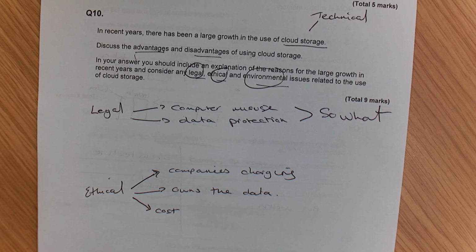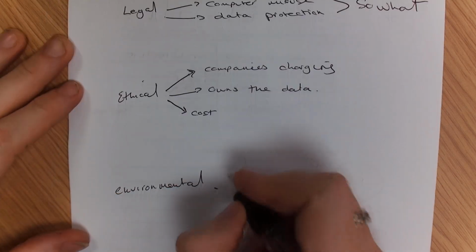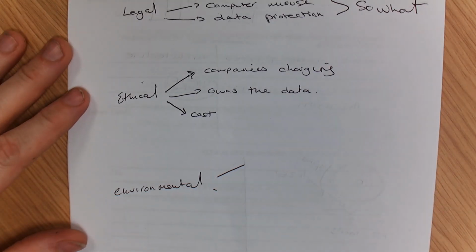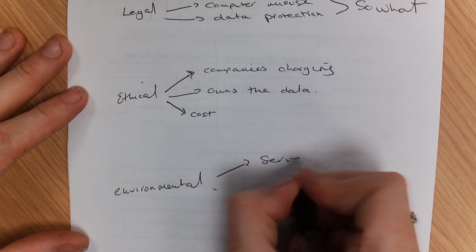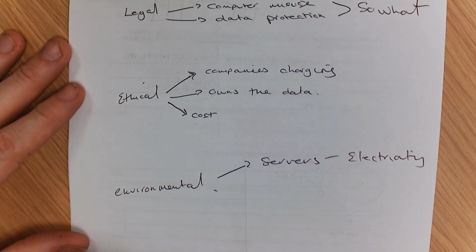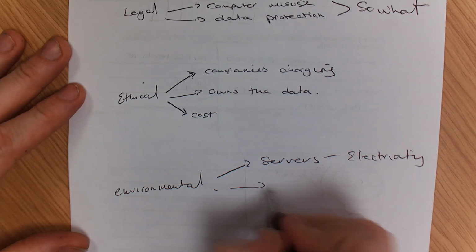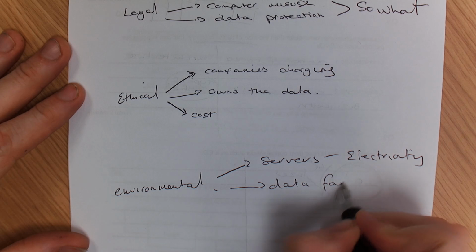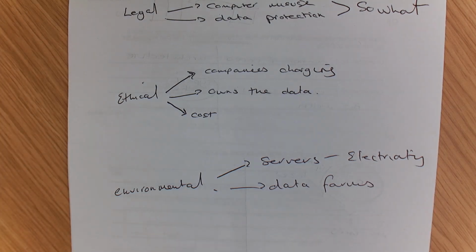We've still not even mentioned the advantages and disadvantages yet, which is asked. I'm just going through these issues. Environmental issues: there are servers. They need electricity. Where are these being stored? In farms. There are data farms. These data farms need to be built on land, so it has an impact. These data farms need electricity. Unless they're using solar-powered energy, they're using fossil fuels. Do you see what I'm getting at? So there are some key issues there you could have commented on.